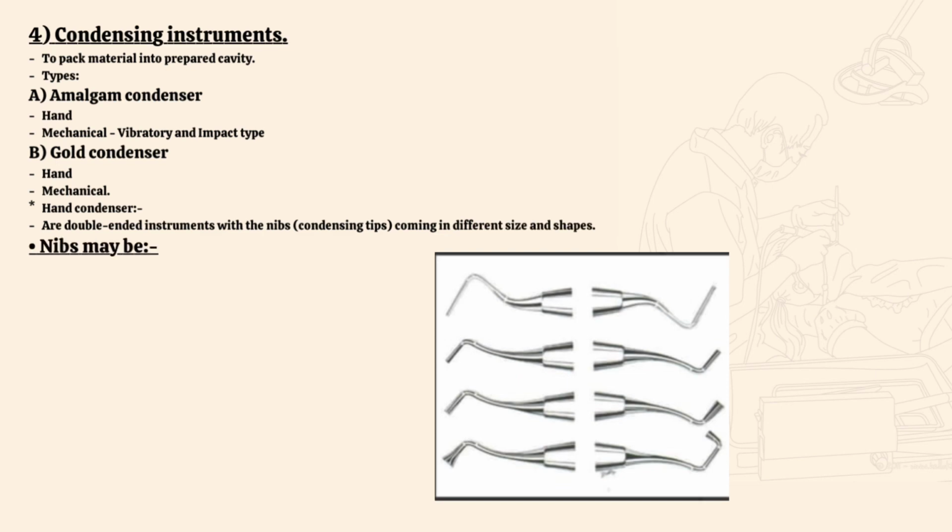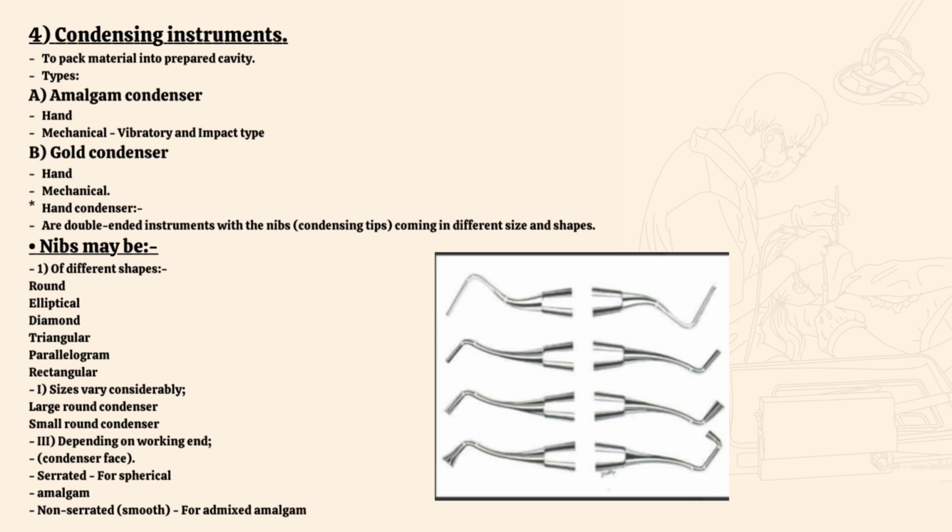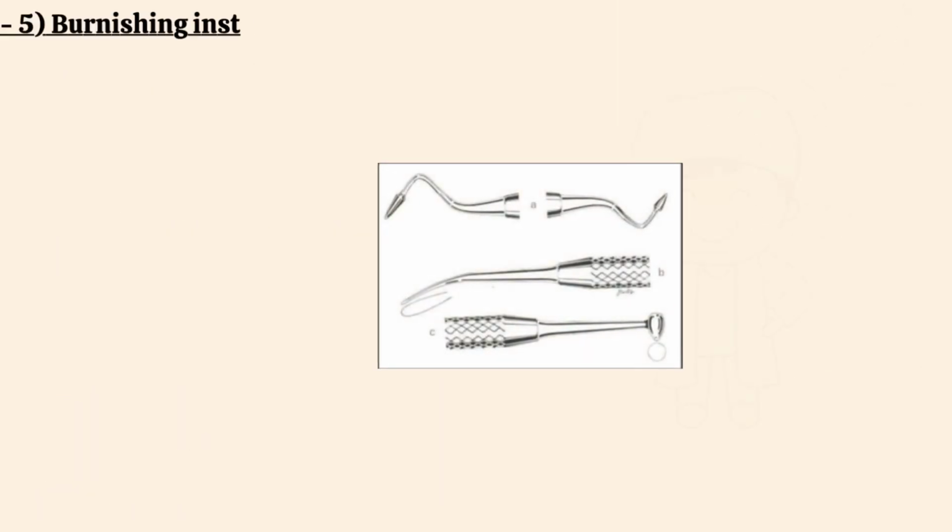Nibs may be 1. of different shapes: round, elliptical, diamond, triangular, angular, parallelogram, rectangular. 2. Sizes vary considerably: large round condenser, small round condenser. 3. Depending on the working end, condenser face: serrated, for spherical amalgam; non-serrated, smooth, for admixed amalgam. Different types of amalgam condensers.